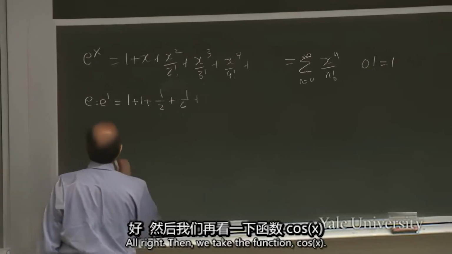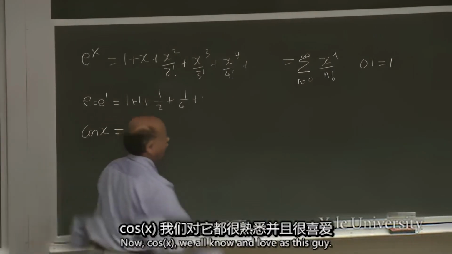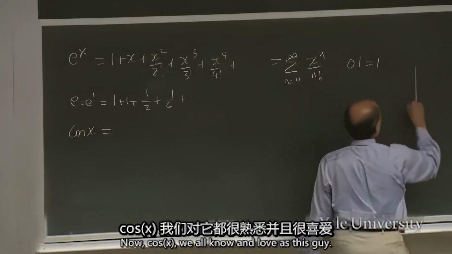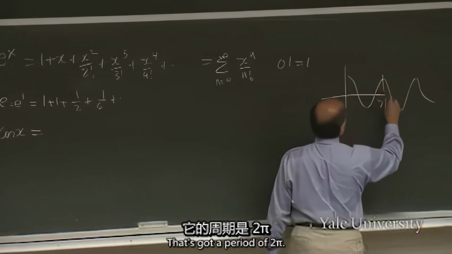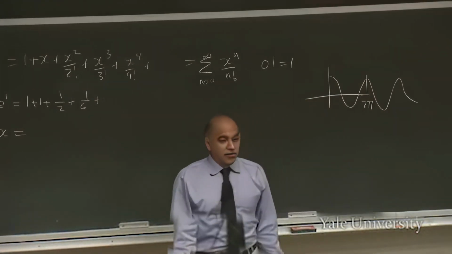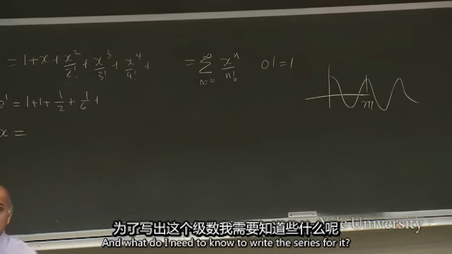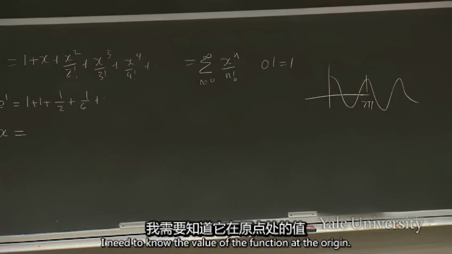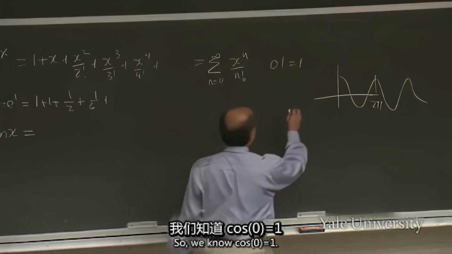All right, then we take the function cosine x. Now, cosine x we all know and love is this guy. It has a period of 2 pi. But we can write a series for it because it's a function. And what do I need to know to write the series for it? I need to know the value of the function at the origin. So we know cosine of 0 is 1.